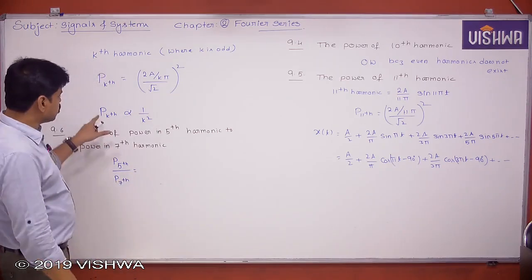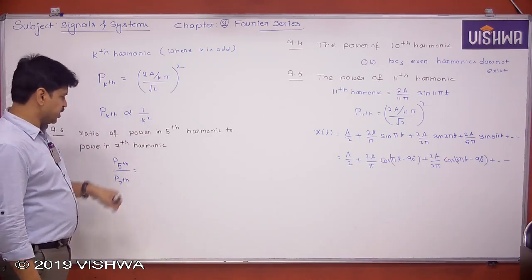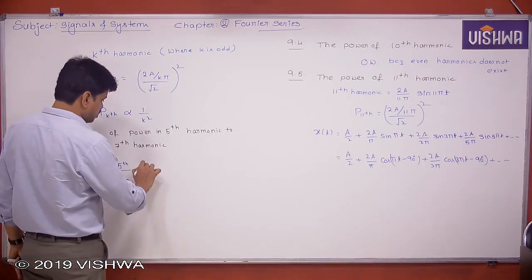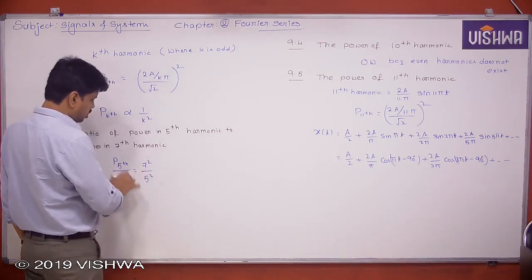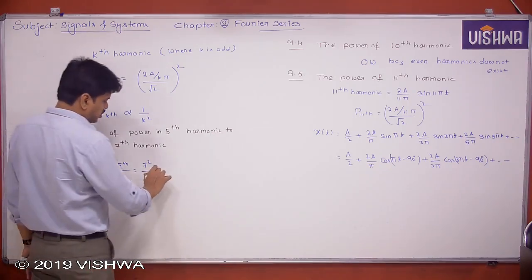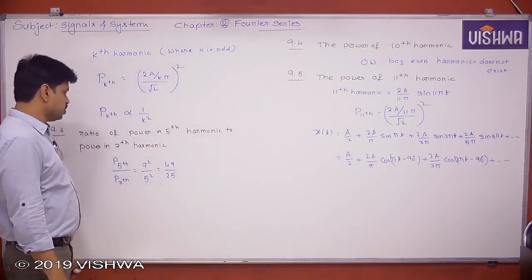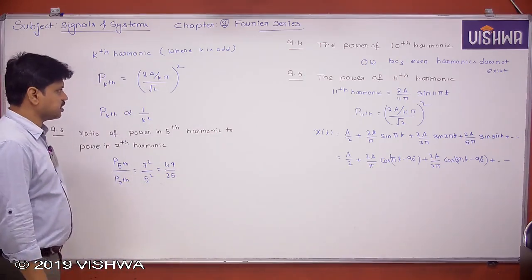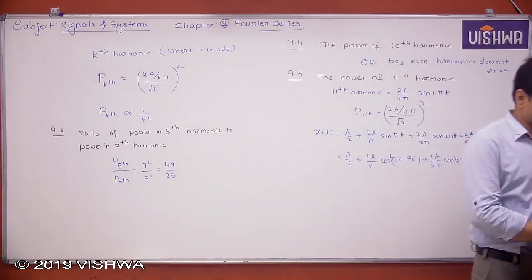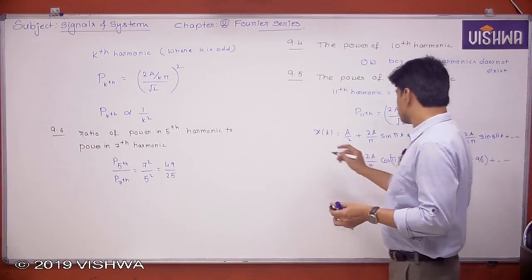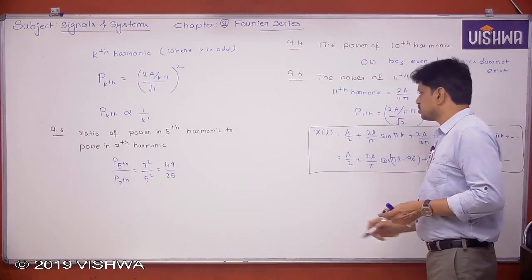Just now we came to know the power of the kth harmonic, if k is odd, directly we can go with 1 by k square. So it is inversely proportional to k square, that is 7 square by 5 square, which is 49 by 25. So this is what we are going to get. This we already know, no need to take this one.